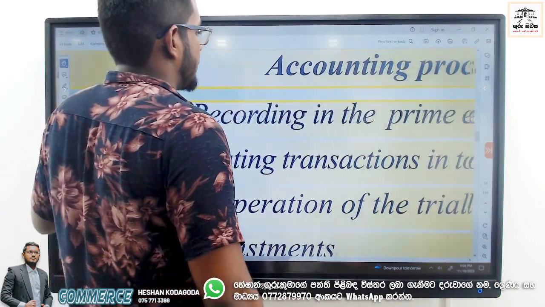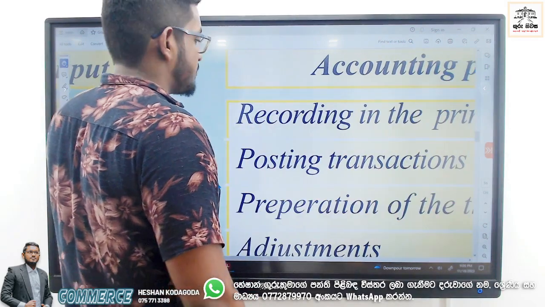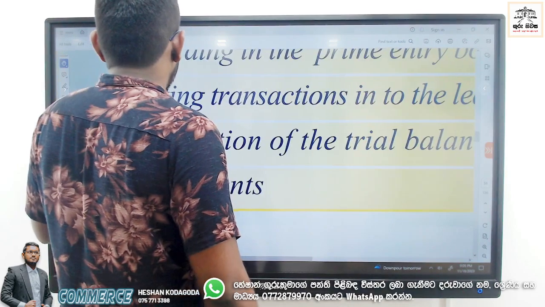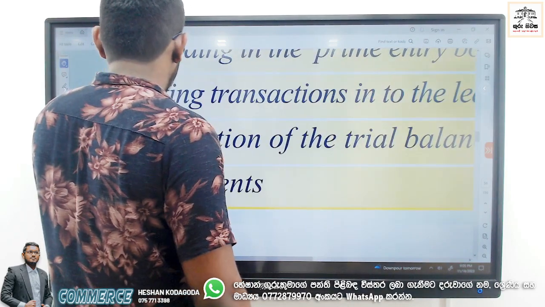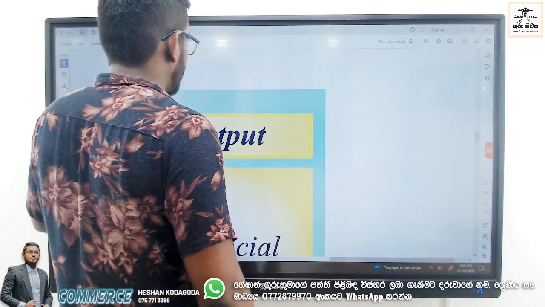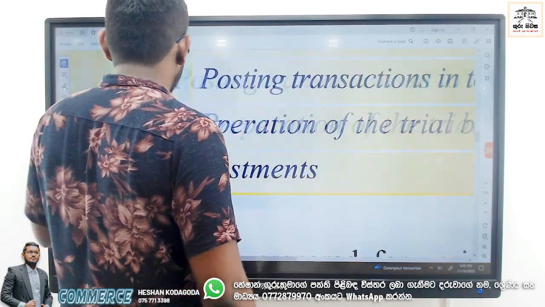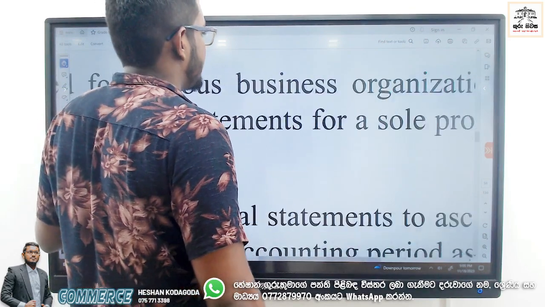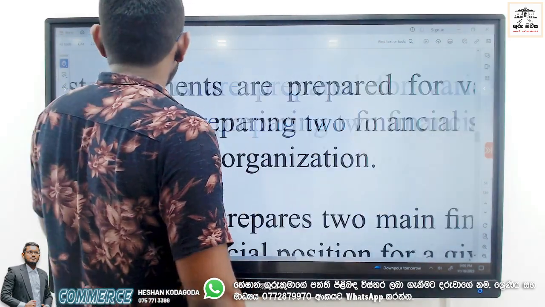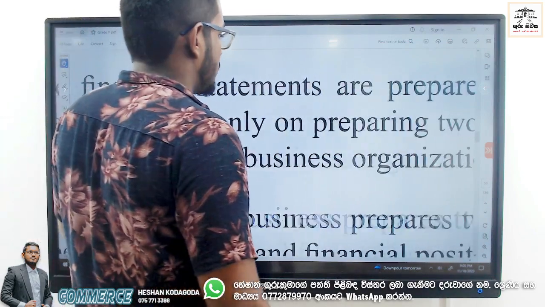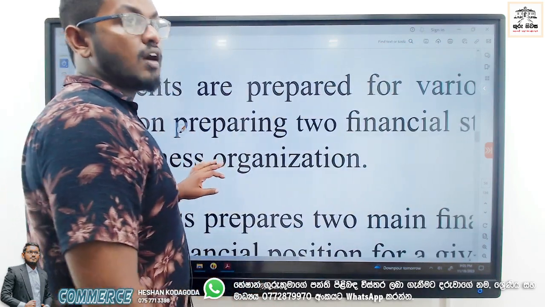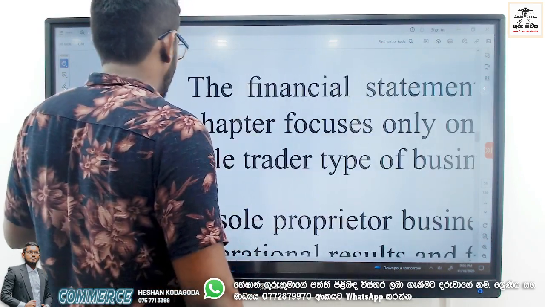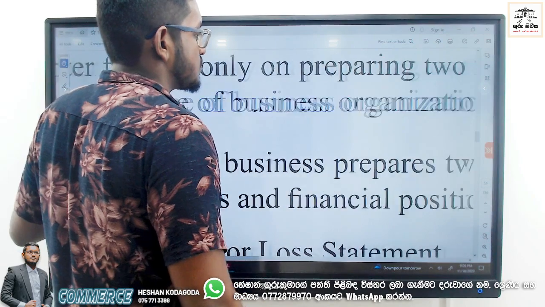Accounting process, recording in the prime entry books, posting transactions into the ledger, and the preparation of the trial balance and adjustment entries. Final output is the financial statements. The financial statements are prepared for various organizations. So this chapter focuses only on preparing financial statements for a sole proprietor or sole trader type of business organization.